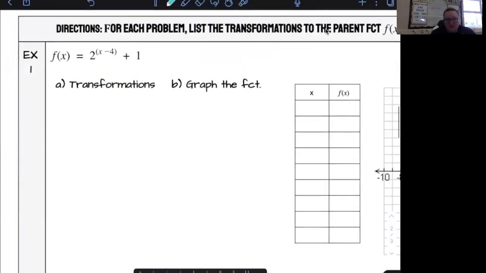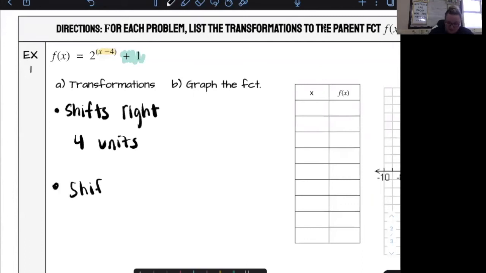So for example 1 here, we're going to take f of x is equal to 2 to the x minus 4, plus 1. All right, so we've got this function. We're subtracting 4 directly from x, and we're adding 1 to the entire function. So what transformations occur here? Subtracting 4 directly from x shifts our function right 4 units. I'm having trouble with that today. And adding 1 shifts our function up 1 unit. So adding this 1 shifts up 1 unit. Subtracting the 4 directly from the x shifts us to the right 4 units.